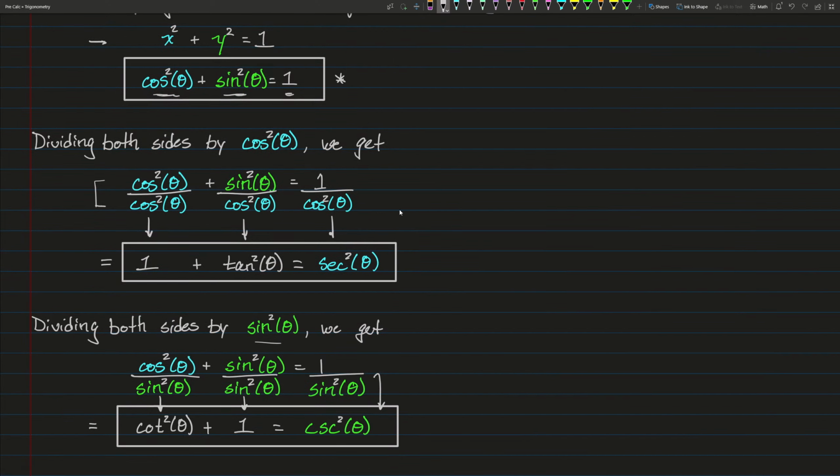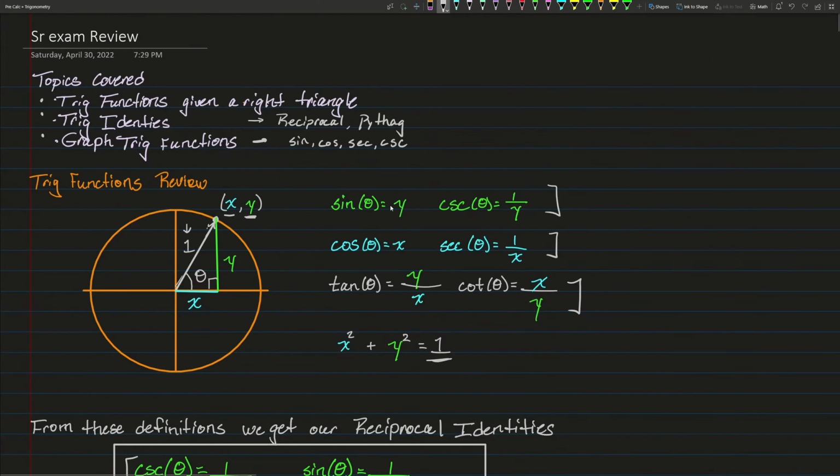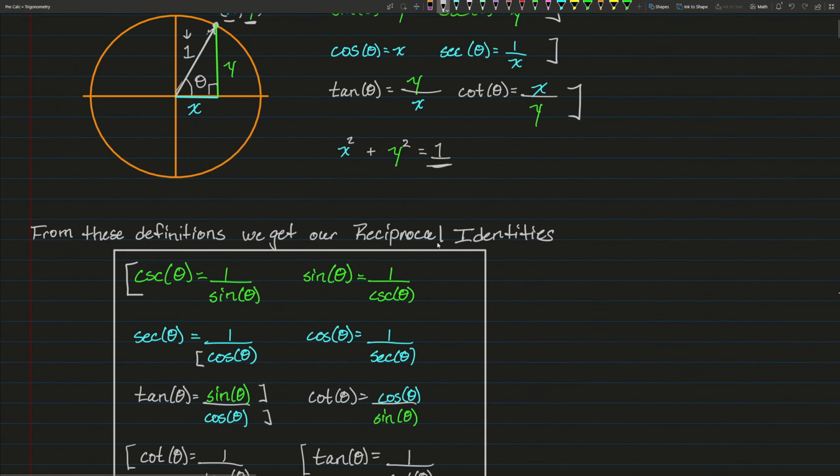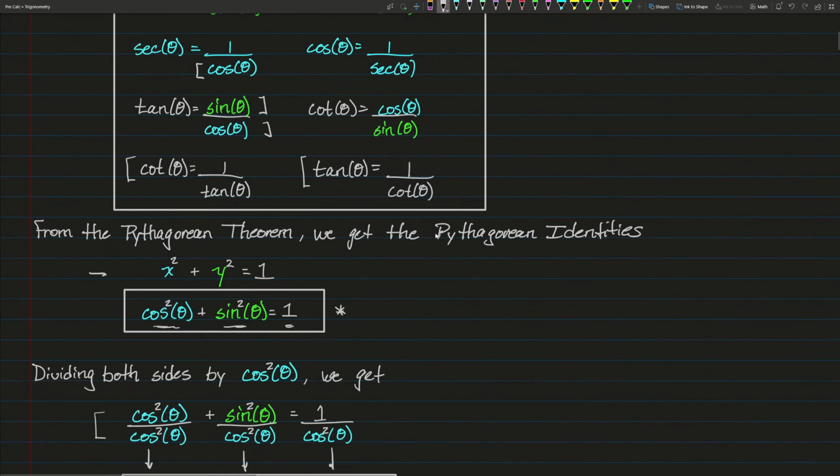Okay, if that scares you or makes you feel uncomfortable, you can still just memorize it, but instead of having to memorize so much, you can just memorize that one thing and then the rest follow. All right, so those are the trig functions. These are the trig identities.